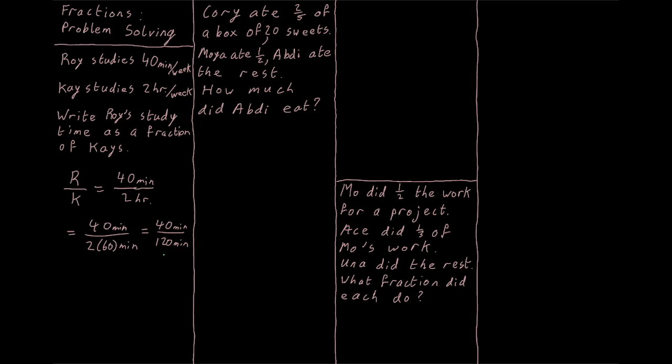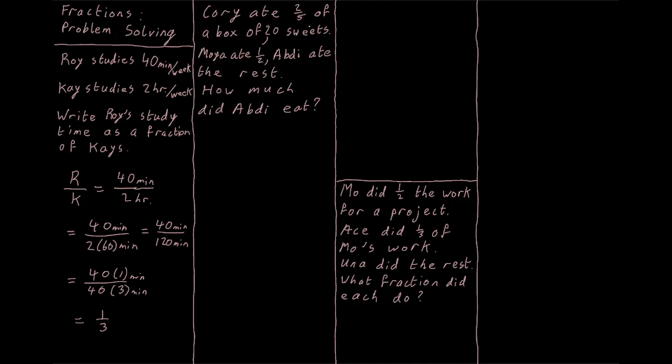There's obvious common factors between 40 and 120, and the biggest one is actually 40. So we can write that is the same as 40 times 1 all over 40 times 3. And we're still dealing with minutes compared to minutes. 40 divided by 40 is 1, so we end up with 1/3 as our final answer. And often we wouldn't write minutes over minutes, but we can if we're more comfortable with it. The way we would tend to say this is that Roy studies for 1/3 of the time that Kay does.